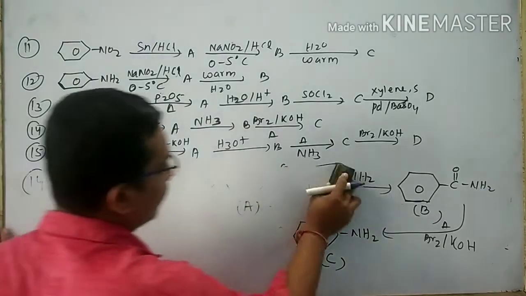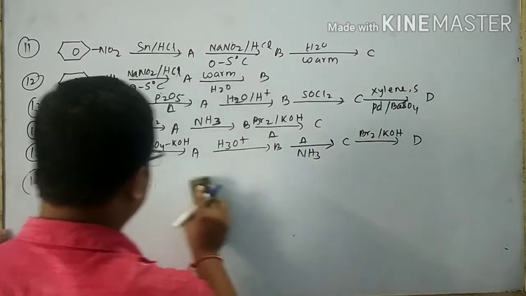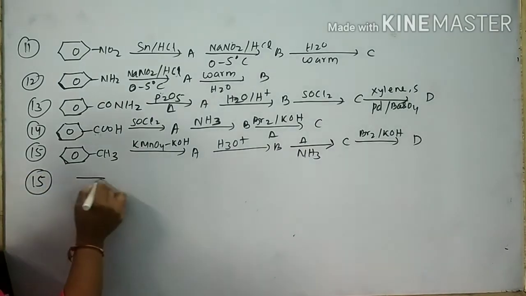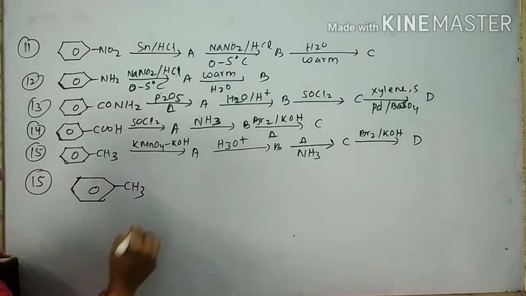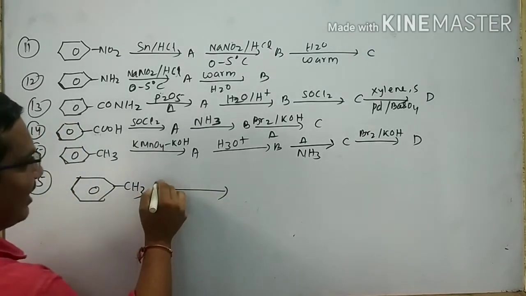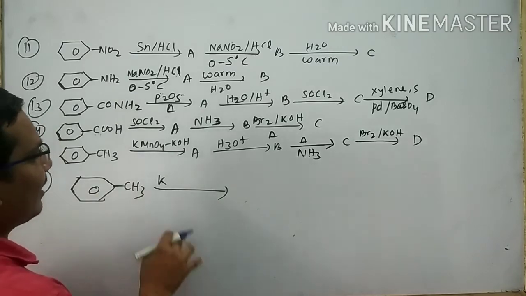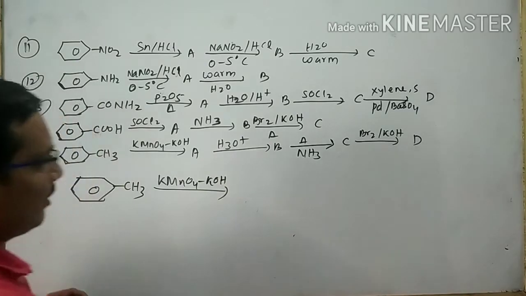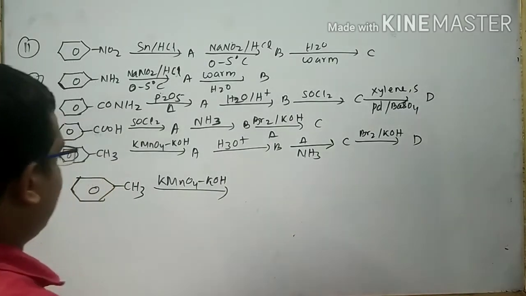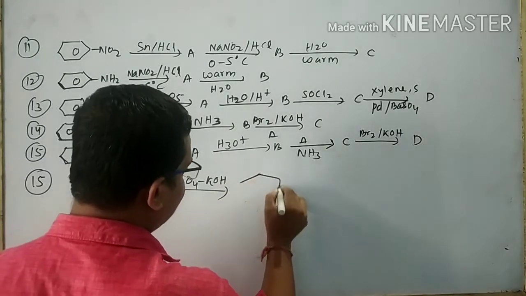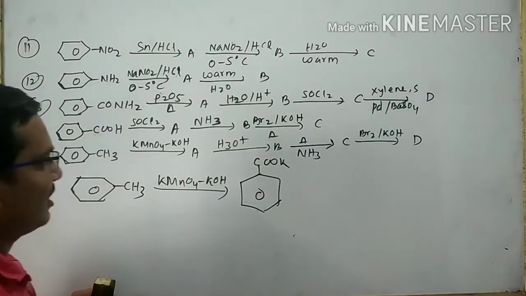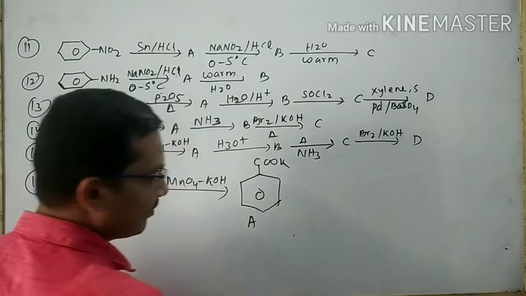Next I will do question number 15. In question number 15, toluene is given. This is your toluene. It is subjected to oxidation with the help of alkaline KMnO4. Then potassium salt of benzoic acid is formed. This is your potassium salt of benzoic acid, and it is considered as A.